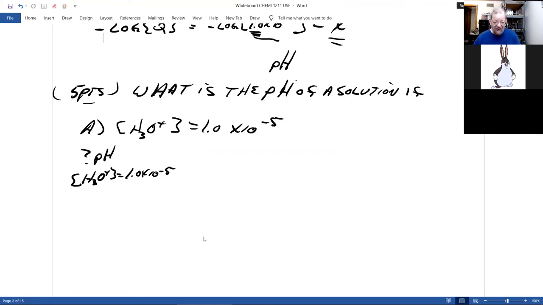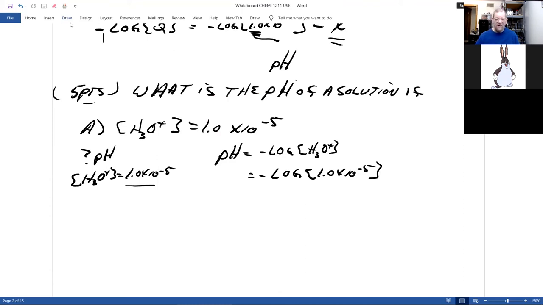So I can write here, pH equals minus the log of the hydronium ion concentration, which we have right here. So I'll put it in. And when the number in this minus log is 1.0 times 10 to the minus X, in this case X is 5, then the pH is 5. And that's how you do it.